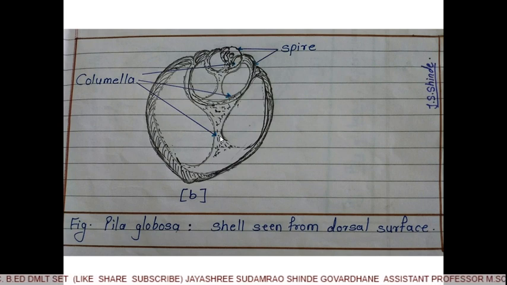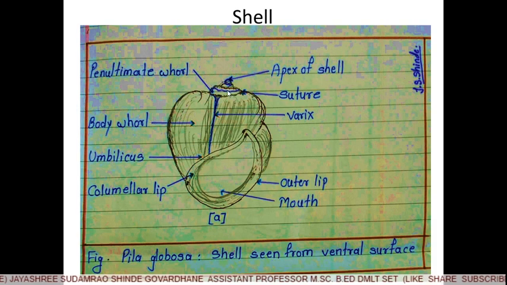A single revolution of the shell around the axis is called a whorl. There are 6.5 whorls in all. These become larger from the top to the base of the shell. See, this is the apex of the shell. This is the shell of Pila seen from the ventral surface. This is apple shape, you can see here. This is the apex of the shell. It is the older portion of the shell. Top of the shell is called apex. Apex is the oldest and first formed part of the shell.